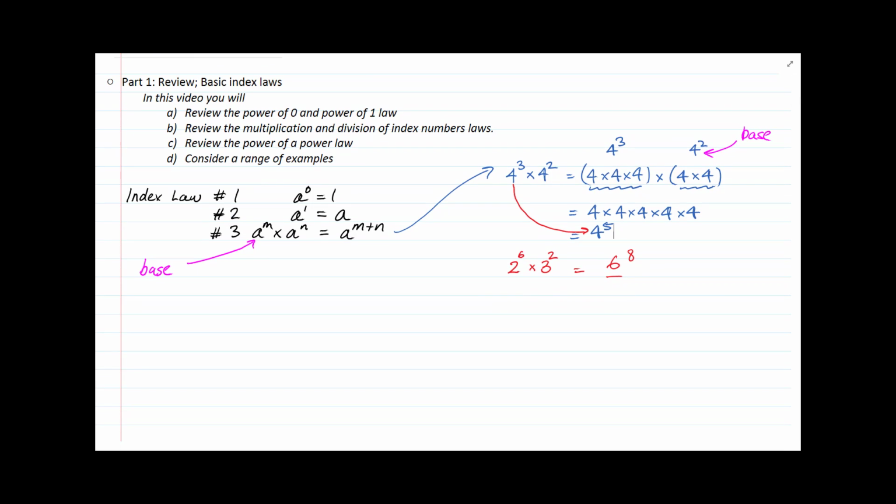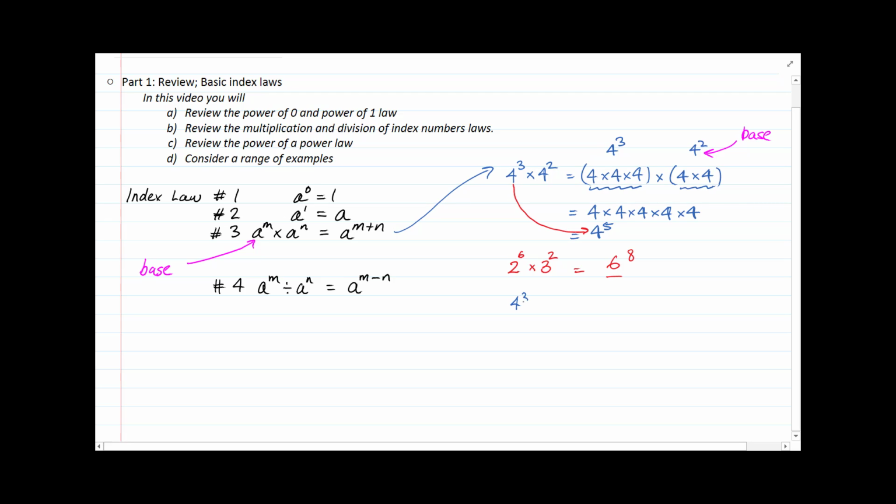Now you'll see I've ruined my list here and I've now got a gap. So I'm going to put down index law number 4. a to the power of m divided by a to the power of n is equal to a to the power of m minus n. So it works in the opposite way.